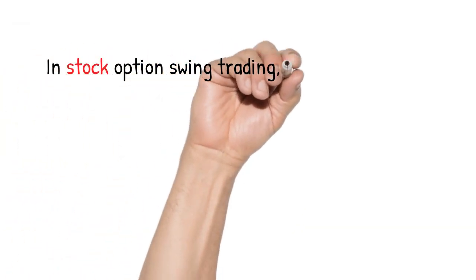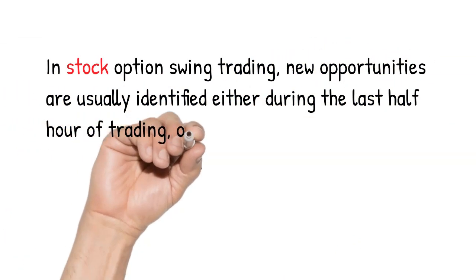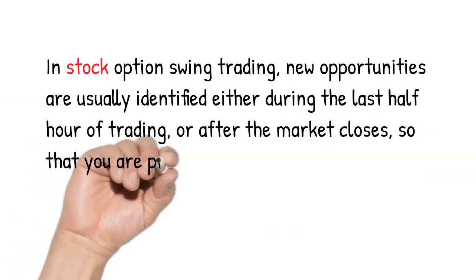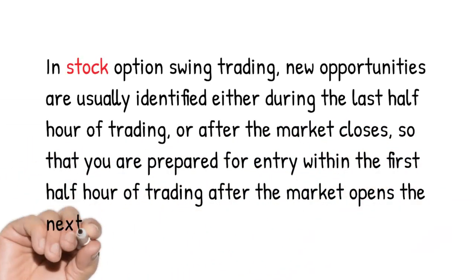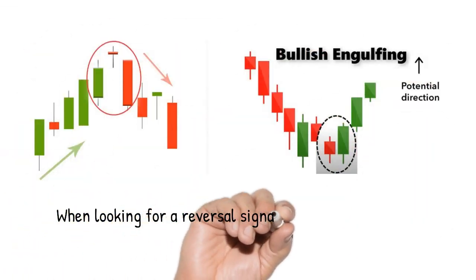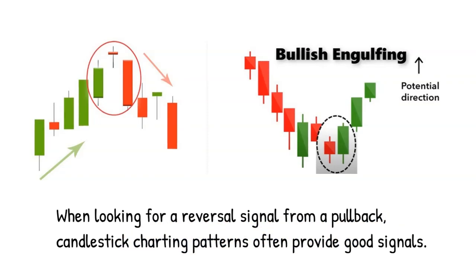In stock option swing trading, new opportunities are usually identified, either during the last half hour of trading, or after the market closes, so that you are prepared for entry within the first half hour of trading, after the market opens the next morning. When looking for a reversal signal from a pullback, candlestick charting patterns often provide good signals.